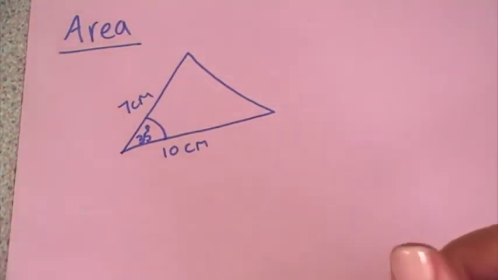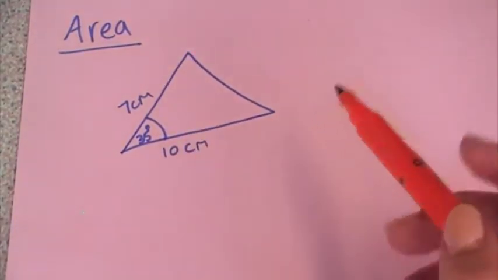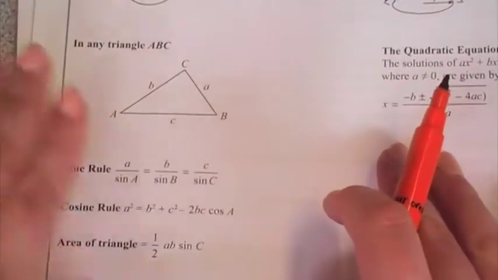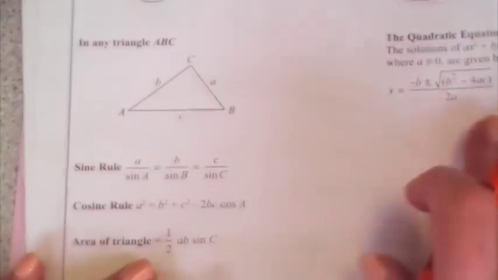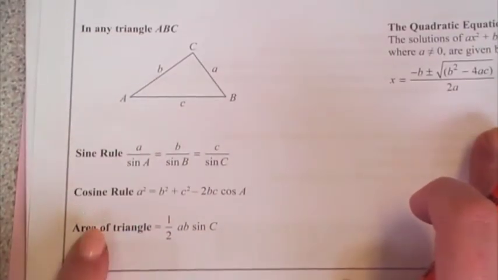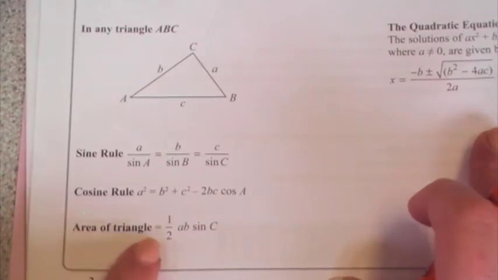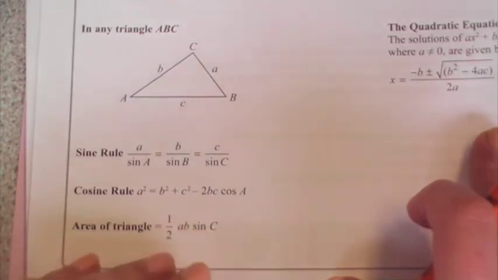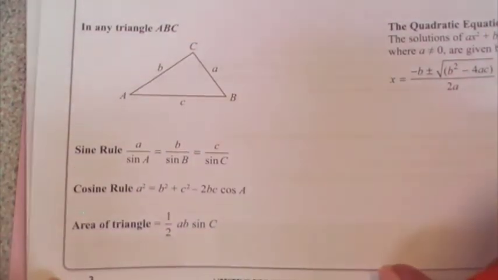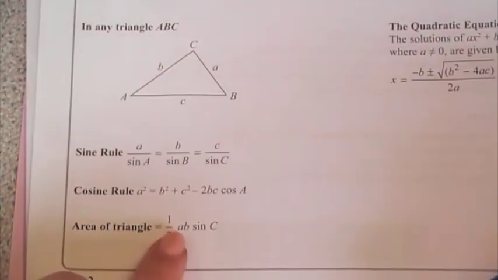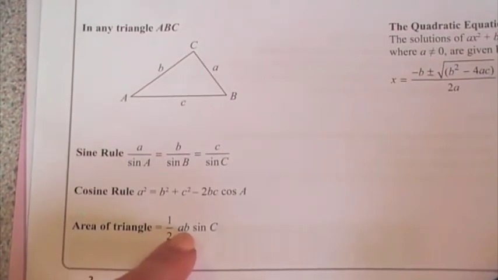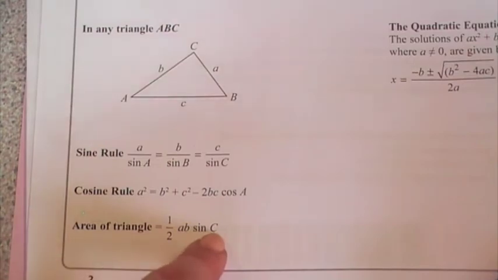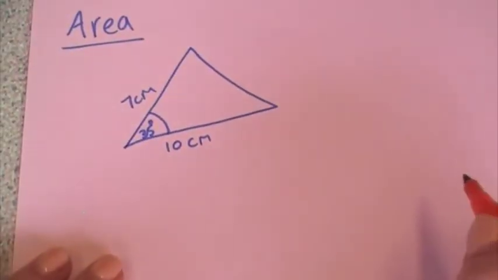Now, like I said before, if ever you get a triangle that doesn't have a right angle anywhere, you want to go to your triangle section of the formula sheet, because down the bottom you'll see it says area of triangle. And again, they've mentioned A, B's and C's. Don't get bogged down in what A is, what B is, what C is. It doesn't matter. As long as you know that the 2 lengths you have are not opposite the angle that you're going to use. Let's see what that means.